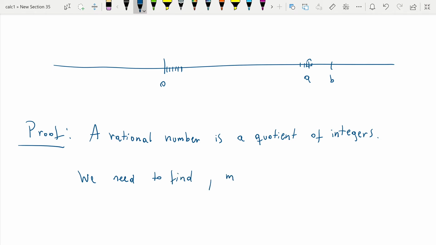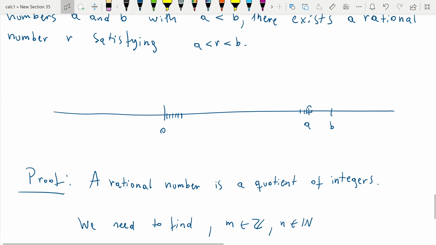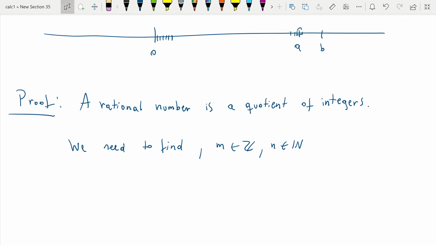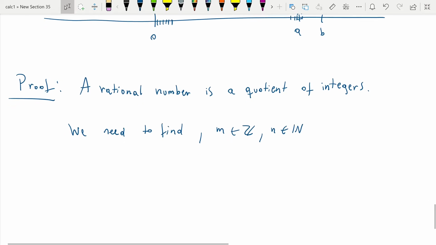m in Z and n in N. M here is what we care as a sign. So before in this drawing, I was just considering only positive numbers because everything works the same way if we are over here. So there's no loss of generality in that. So we need to find m in Z and n in N such that A is smaller than m over n, which is smaller than B.